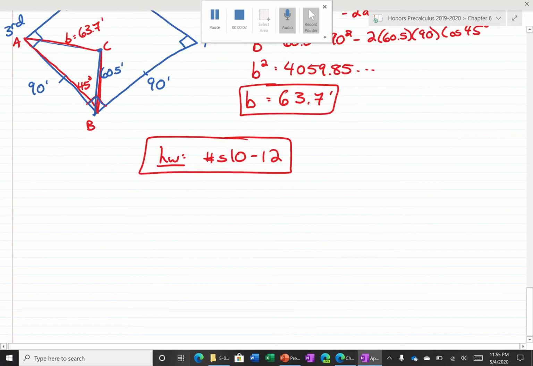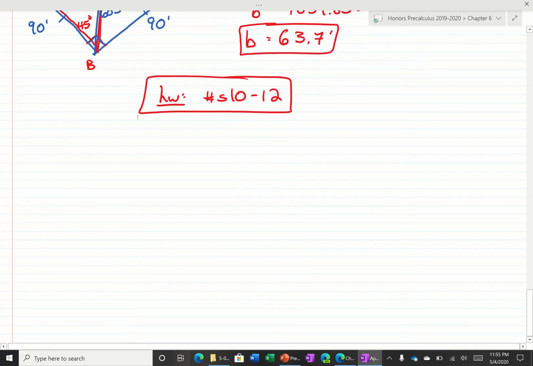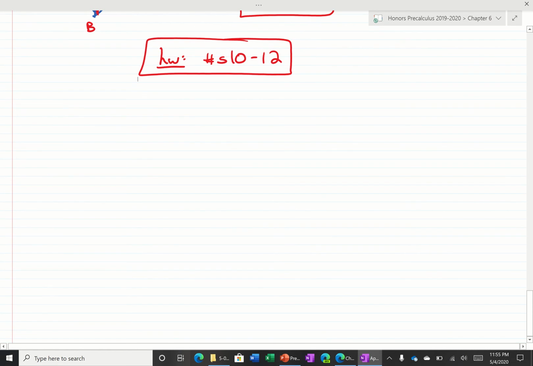Alright, so let's try your homework. It asked you to do 10 to 12, so let's get started with number 10. For number 10, it says determine the angle in the design of the street light shown in the figure.